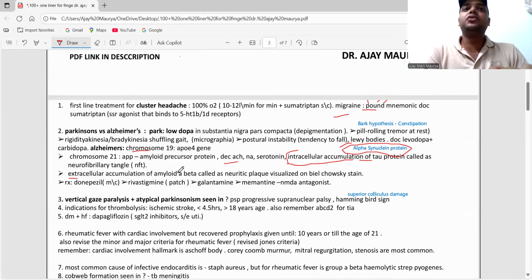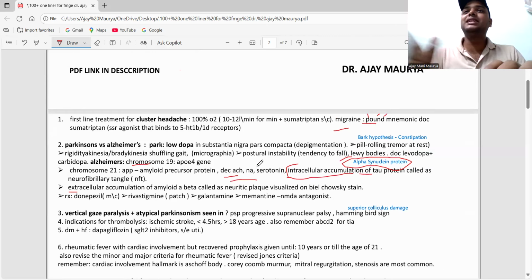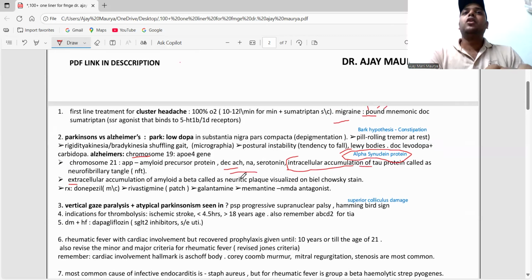Okay, right? Amyloid beta 42 is called as what, Amma? It's called neuritic plaque. Please try to correlate with the images. They will give you this neuritic plaque and ask what the content is. This is the amyloid beta, which is visualized on Bielschowsky stain.